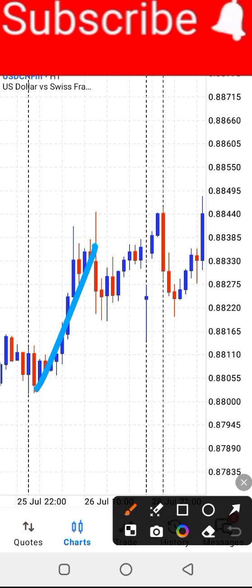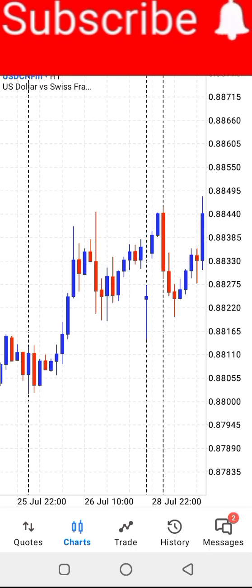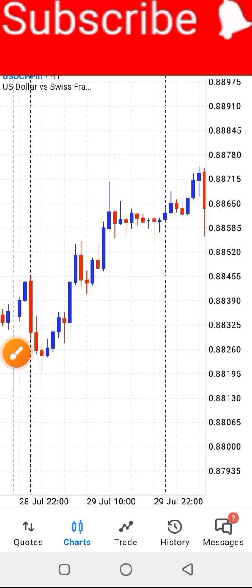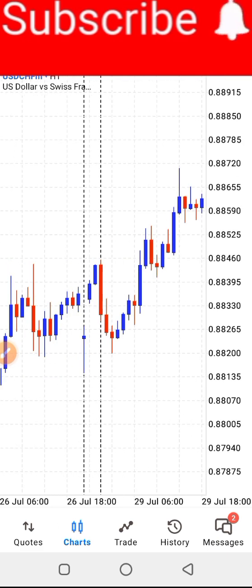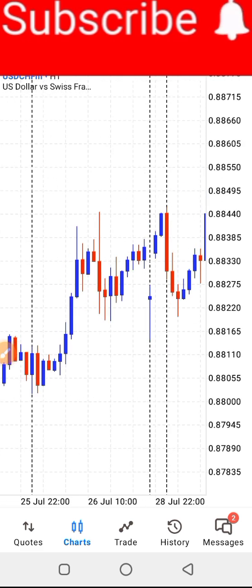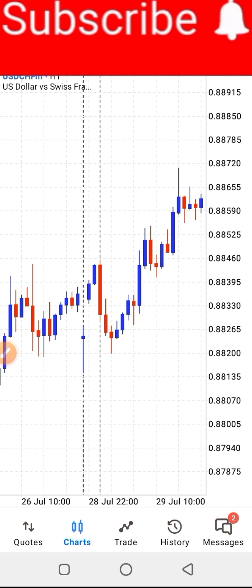Okay, so this is an expansion right here. Then you have a small retracement here. Then you have another expansion. You have retracement, you have expansion, and it just keeps going like that. Okay, so if you have an uptrend or a downtrend, you will always have expansions and retracements. So if you're a beginner trader, you can go and open your chart and see if you can actually spot the expansions and the retracements.